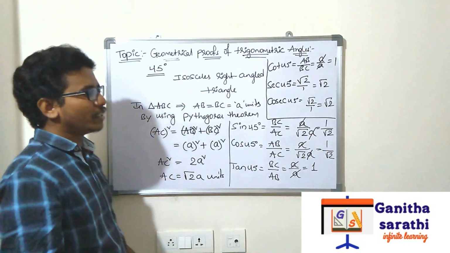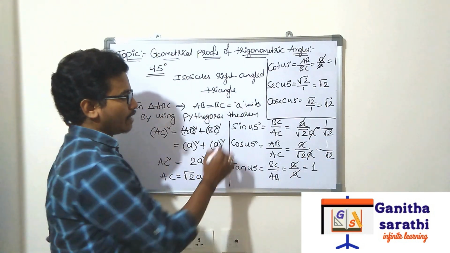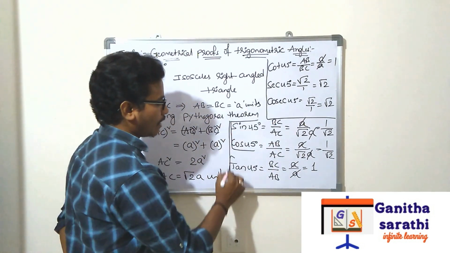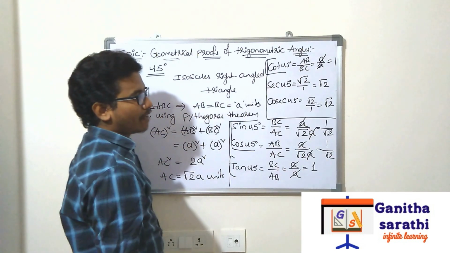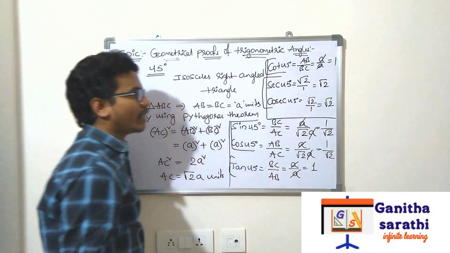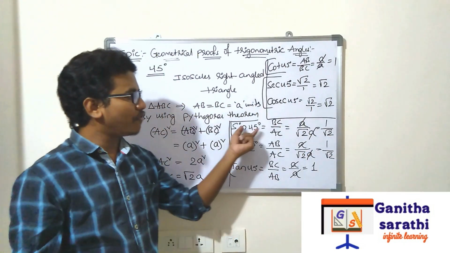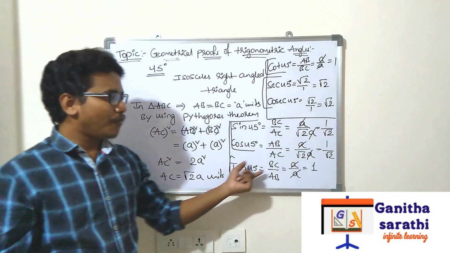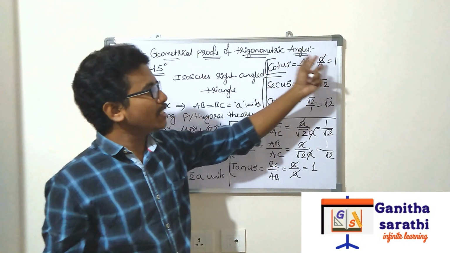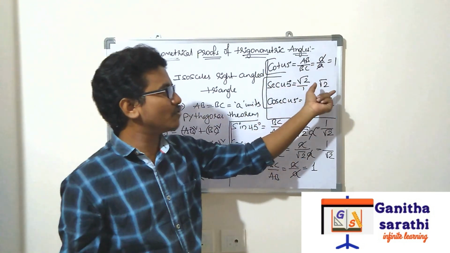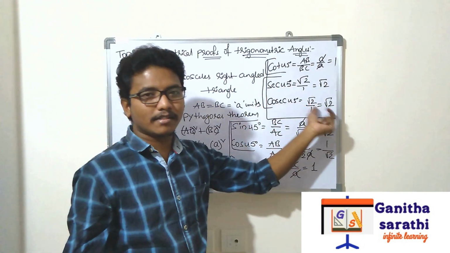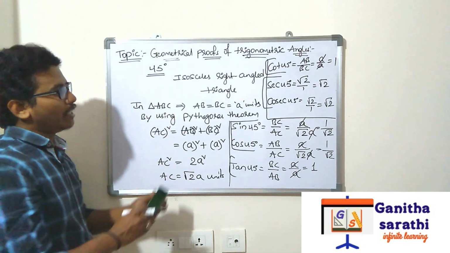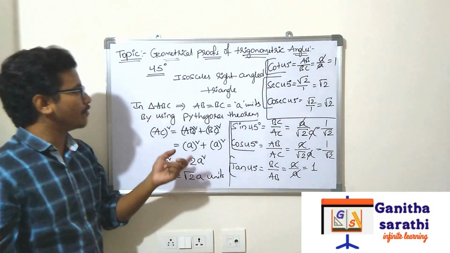Here, what are you observing? See here. Sin and cos 45 are having the same values. Tan and cot 45 are having the same values. Secant and cosecant 45 are having the same values, right? Sin 45 is 1 by root 2, cos also 1 by root 2. Tan 45 is 1 and cot also is 1. Secant 45 is root 2, cosecant 45 is also root 2. Okay. So this is about 45 degrees. Next step. Understood, all of you?